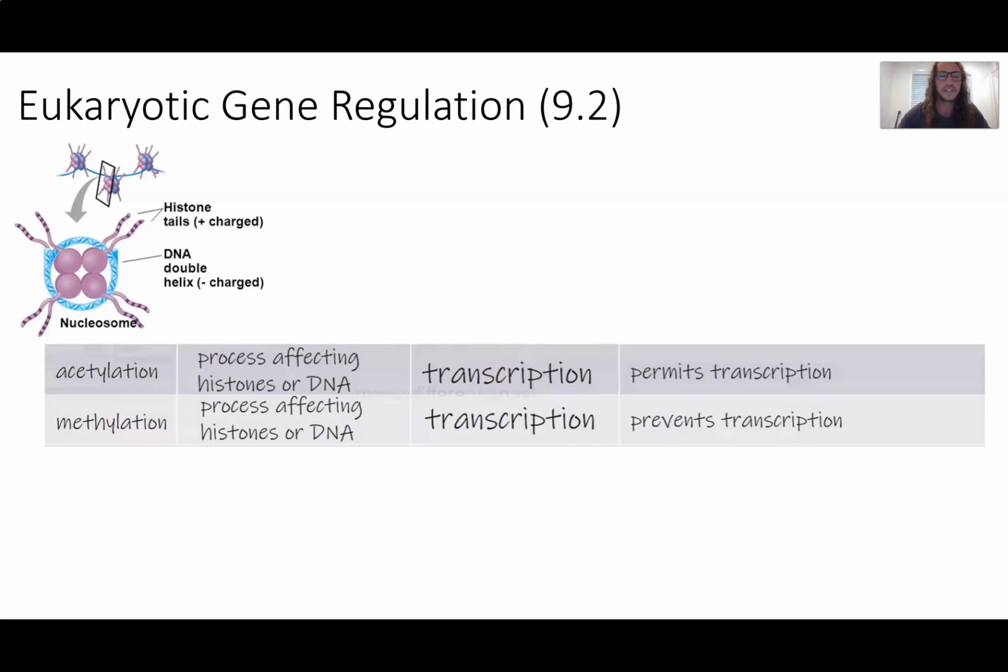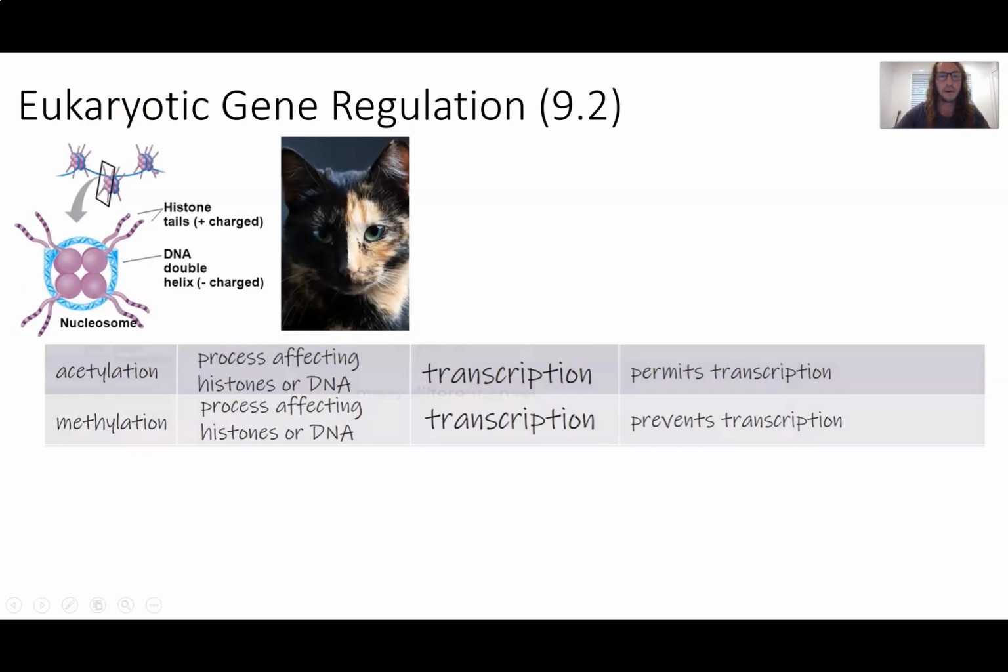By the way, methylation is a process that happens in eukaryotes to actually determine fur color. So, gene regulation. As the name suggests, if you have a gene regulatory protein that gets involved, it interferes with the transcription process. So it's simple as that.